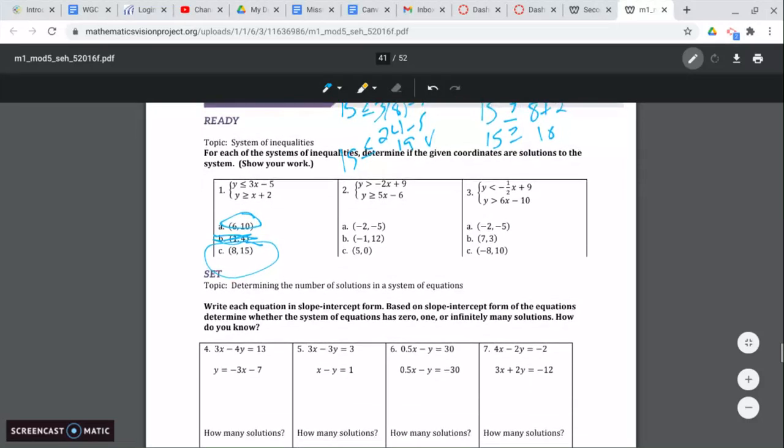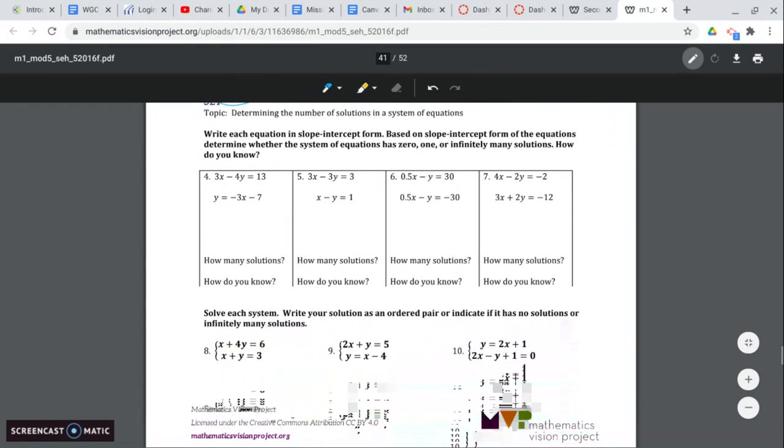All right, the next section we're looking at is determining the number of solutions in a system of equations. So systems is your keyword for this lesson, systems. So looking at number 4, we have 3x minus 4y equals 13 and y equals 3x minus 7. So we need to convert these into slope-intercept form. This equation already is. The first one is not. So we'd have to subtract the 3x. So we'd have negative 4y equals negative 3x plus 13.